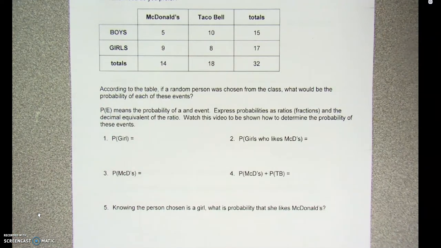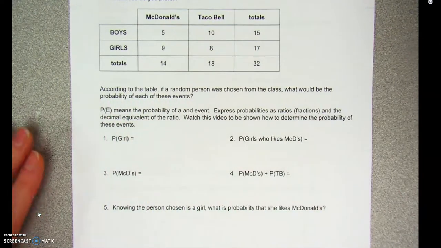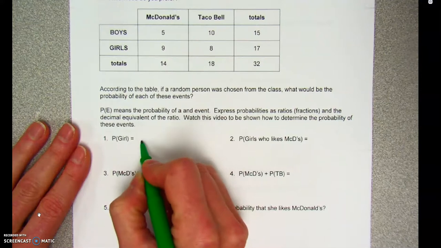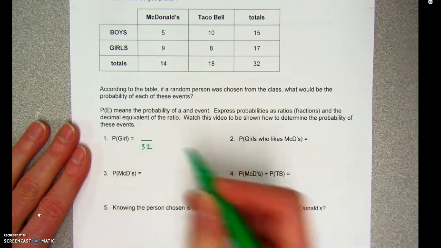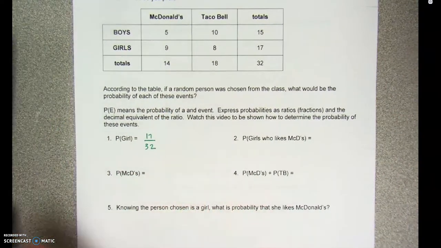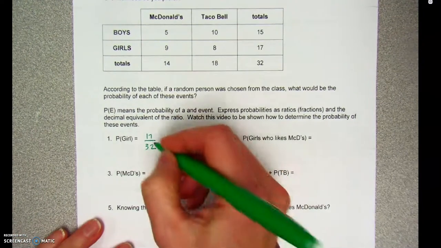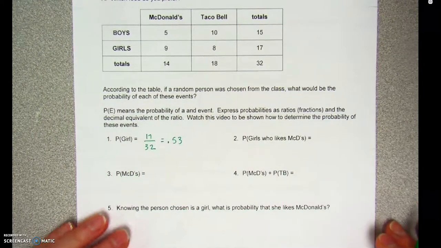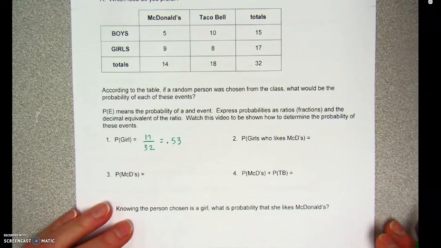What's the probability that if a random person was chosen from the class, they would be a girl? Well, probability, as you remember from middle school, is the event that you want to have happen, it being a girl, in ratio to the total possibilities. The total possibilities in this class are 32, and then the girls are 17. That is my ratio. And then, if I want to make that into a decimal, that would be 0.53. Slightly over 50% chance that if you chose somebody random, it would be a girl.